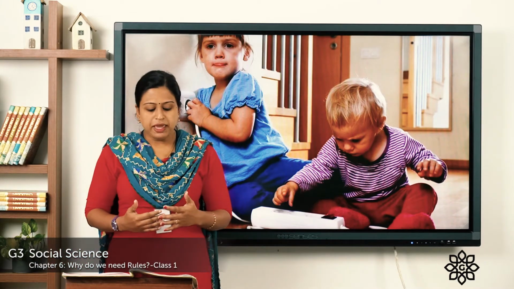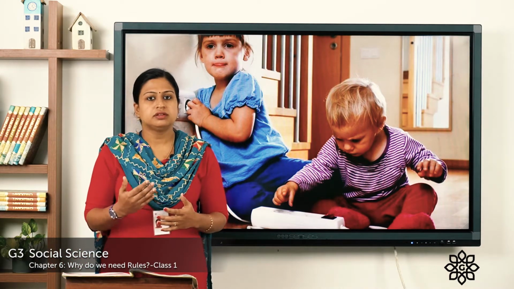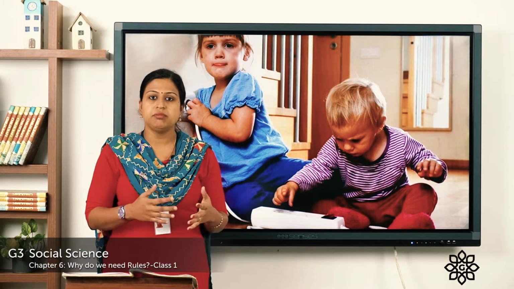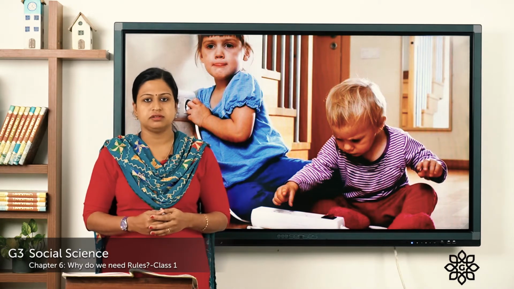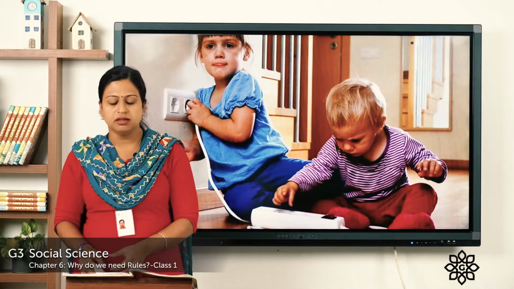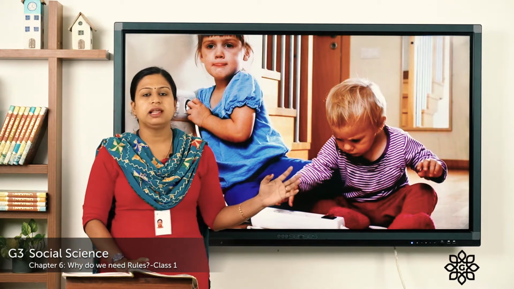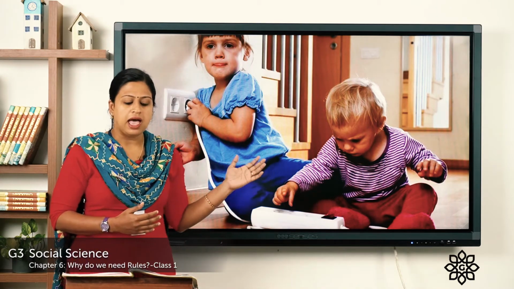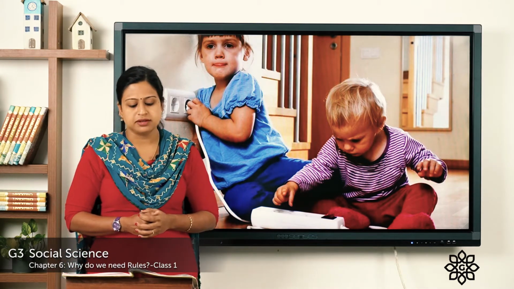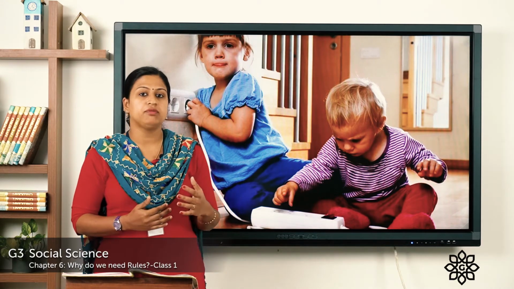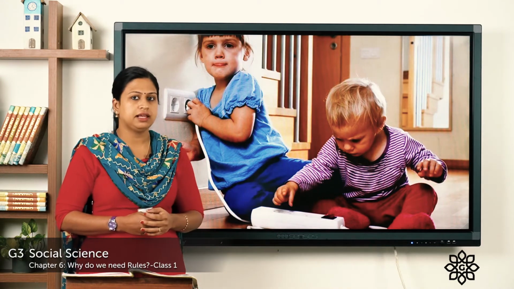Here, parents make rules that you have to follow. They make rules for your safety. So here you can see the kids are playing with the electric wire. You should not touch electric wires and switches with wet hands. Children should not play with sockets. You will get an electric shock.